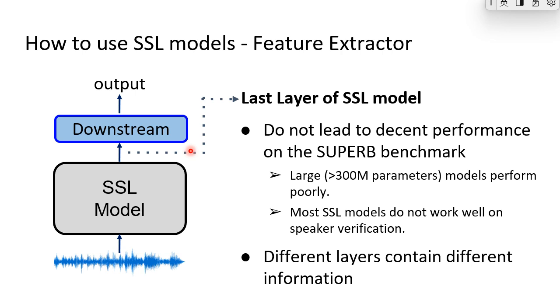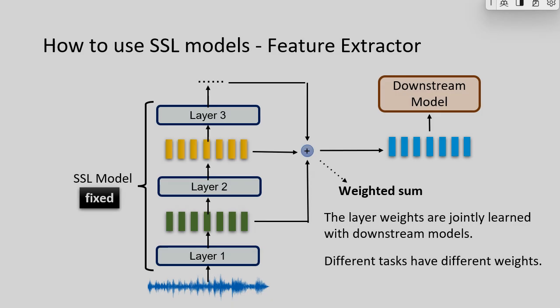To better use the self-supervised model as a feature extractor, there's another way to leverage the self-supervised model. You still fix the parameters of the self-supervised model, but you weighted-sum the outputs of all the different layers. So here, as shown in this figure, we weighted-sum all the representations from different layers and obtain a new representation. And the downstream model takes the result of the weighted sum as input.